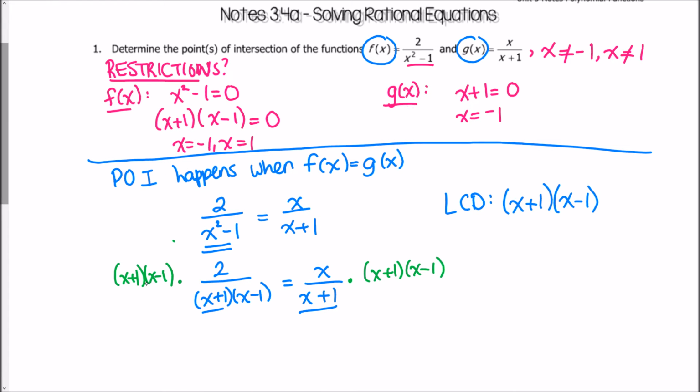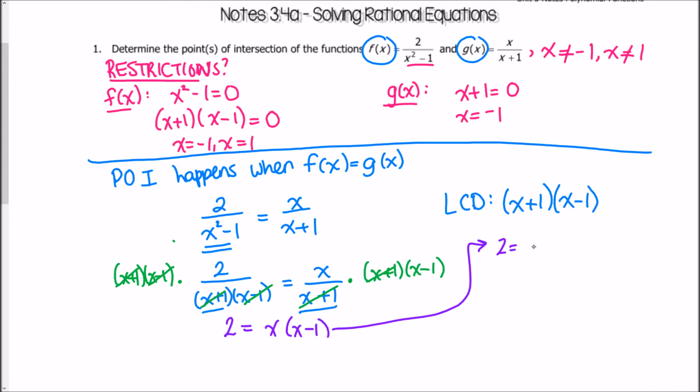So I end up getting right here, my x plus 1s are going to cancel out and my x minus 1s are going to cancel each other out on the left side. So I'm only left over with just a 2 on the left side. On the right side, the x plus 1 is going to cancel out with the x plus 1 here. So I'm left over with x times x minus 1. Okay, so now I'm going to solve this equation. This equation is so much easier to look at than the equation that we had up here.